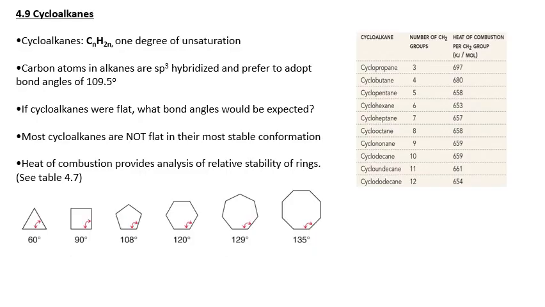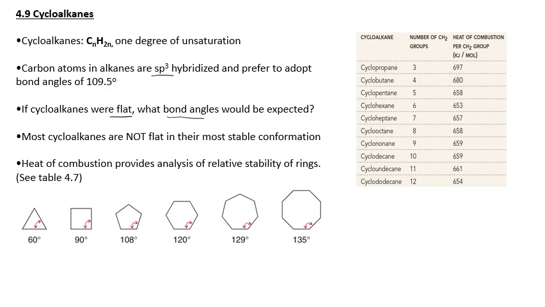All right, we're moving on to cycloalkanes. A cycloalkane is just a cyclic hydrocarbon. All of the carbon atoms will be sp3 hybridized with bond angles of 109.5 ideally. But we're going to see that they're not all 109.5. So if our cycloalkanes were flat, let's look at the bond angles that we would predict.